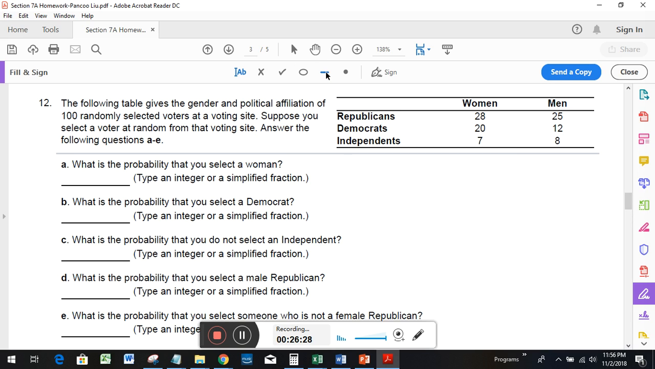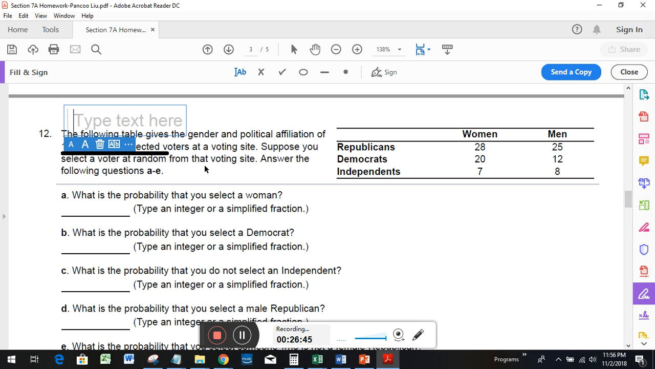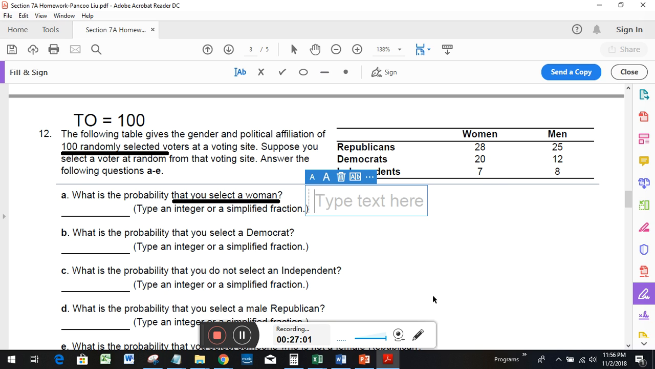Number 12 here says, the following table gives the gender and political affiliation of 100 randomly selected voters at a voting site. So this 100 randomly selected voters, that is your total outcome. So total outcome is equal to 100. So part A here says, what is the probability that you select a woman? So in other words, what we're going to do is add up all the women and then put it over 100. So here, the number of women, we have 28 plus 20 plus 7.